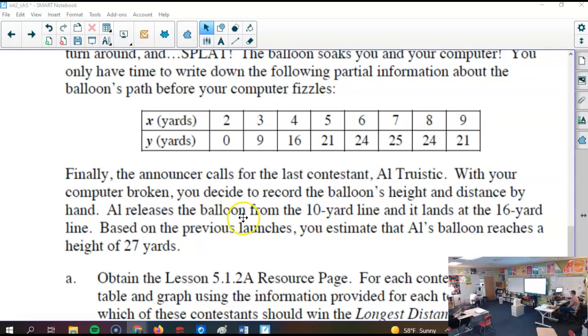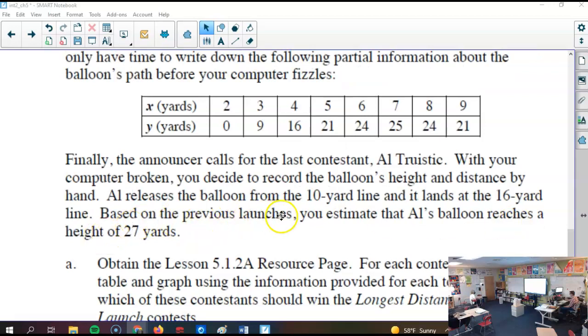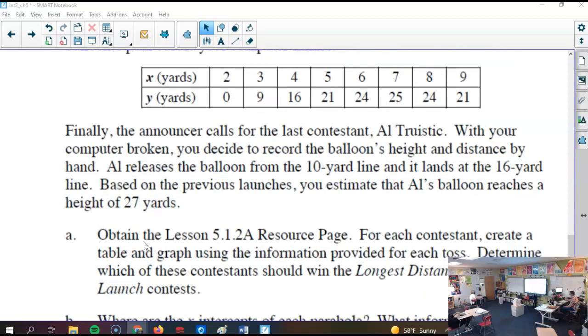So Al releases the balloon from the 10-yard line, again, thinking that somehow gives him an advantage, not realizing we're just going to subtract 10 from his final result. And it lands at the 16-yard line. So we know how far did his balloon actually go? 6 yards. Way to go, Al. So, based on the previous launches, you estimate that Al's balloon was able to reach a height of 27 yards.